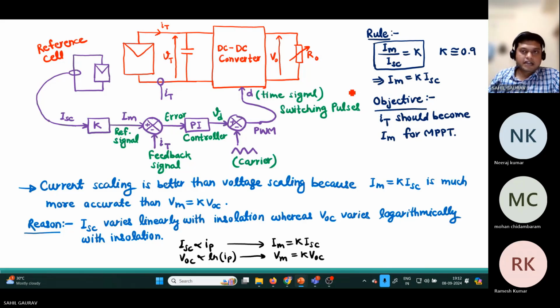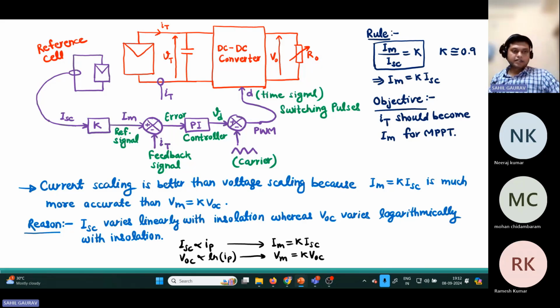As in the previous case, what are the rule and objective? The rule is that this maximum power point current varies linearly with the short circuit current, and we assume some constant K, and we take it as 0.9. And what is the objective? The objective is that the maximum power point current should match the sensed output current of the PV module. So IT should become IM for implementing the MPPT algorithm.